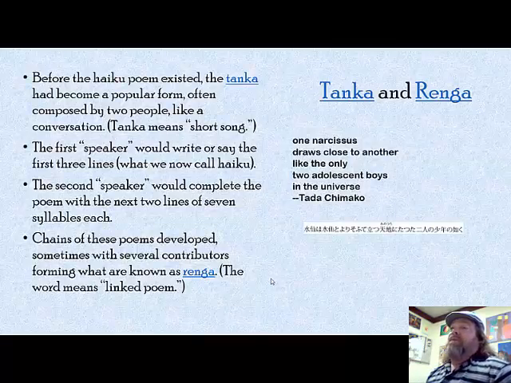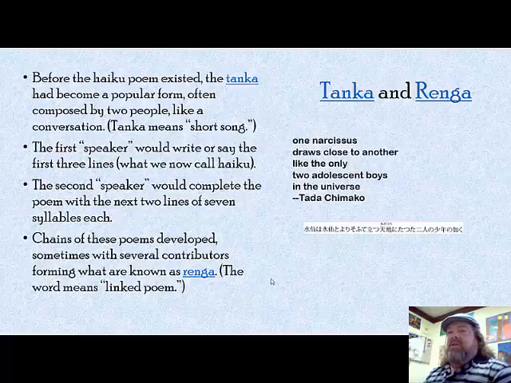Before the haiku poem existed in Japanese culture, there was the tanka, which was a very popular form used in conversation, oftentimes, or between 2 people in letters. The word tanka means short song, and in a tanka, the first speaker would write or say the first 3 lines, which eventually evolved into what we now call haiku. The second speaker would complete the poem with the next 2 lines being 7 syllables each. So the total poem would be 5, 7, 5, and 7, 7.